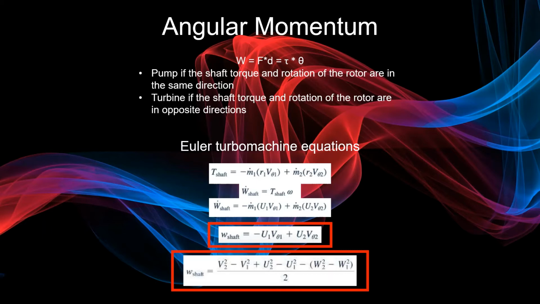We can then set it equal to the second equation, and knowing that U equals omega times R, to obtain the third equation for shaft work. If we are at steady state, we can get the shaft work per unit mass by factoring out m dot and dividing by it to obtain the fourth equation. The fifth equation is a much more tedious derivation, but it is important to note that this equation allows you to calculate the shaft torque per unit mass given the absolute fluid speed, the fluid speed relative to the blade, and the speed of the blade.